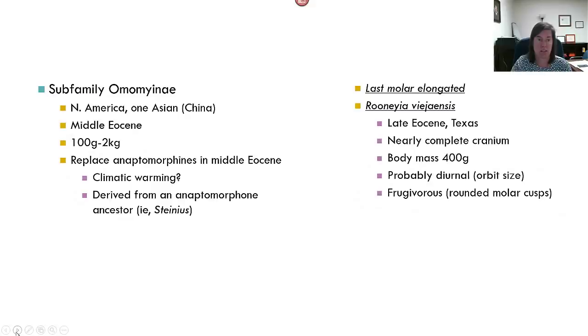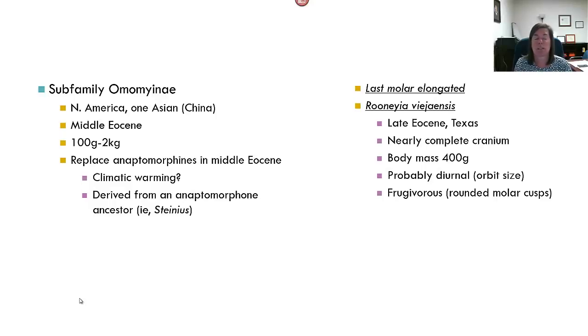This is Tetonius. The second subfamily is the Omomyoidae. This is from North America and one specimen from China, so Asian. It's found in the Middle Eocene. We have 100 grams to 2 kilos. They replaced the anaptomorphines in the Middle Eocene. Reasons why probably have to do with global climate change, and they could be derived from anaptomorphine ancestors such as Steinius. The last molar is elongated.